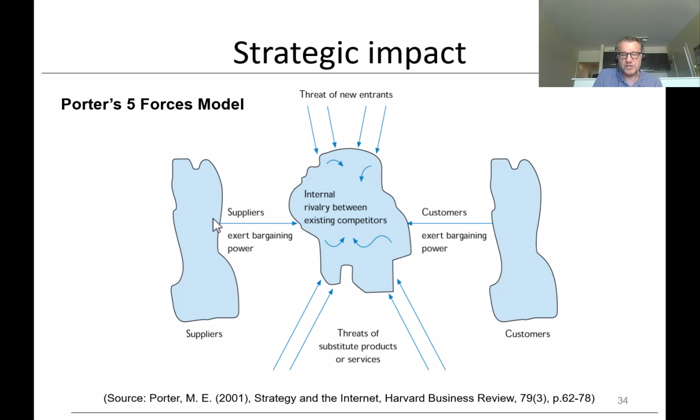What is the threat of substitute products or services? And what is the bargaining power of customers? How easily can customers switch from one supplier to another? So it is these five forces, the threat of new entrants, the bargaining power of customers and suppliers, the internal competition, and the threat of substitute products and services that is going to determine how value within a particular industry sector is determined and distributed. And the internet has significantly changed that.